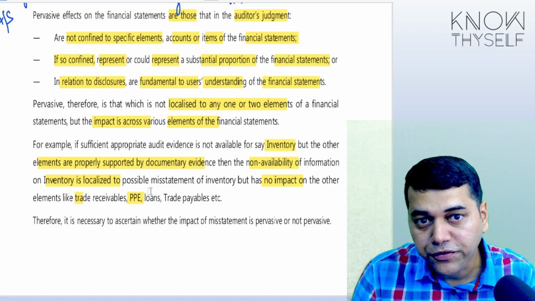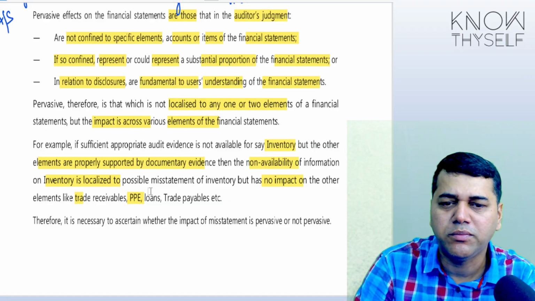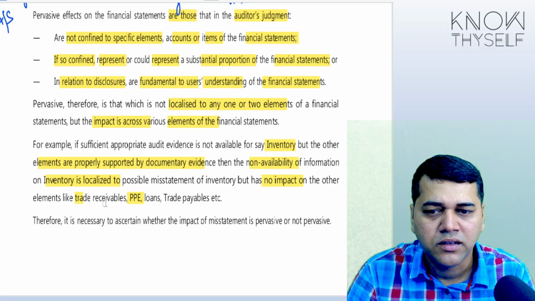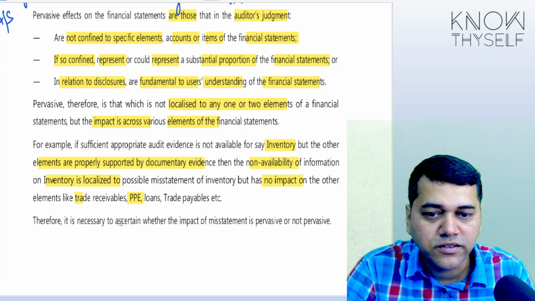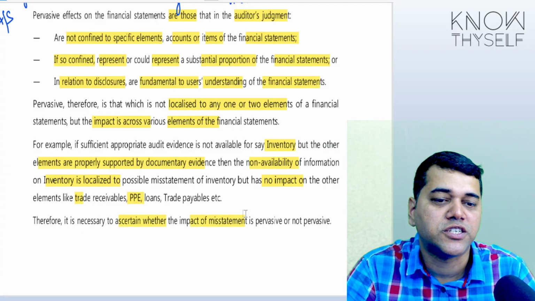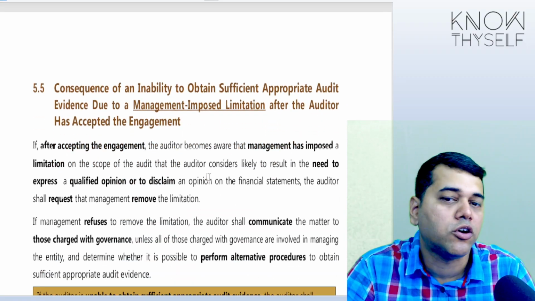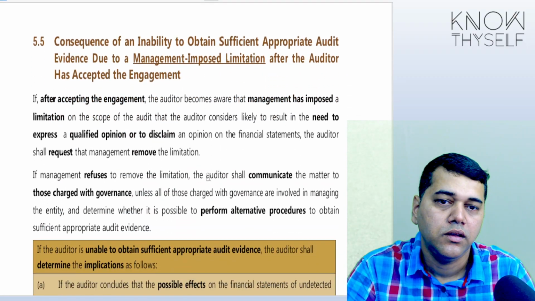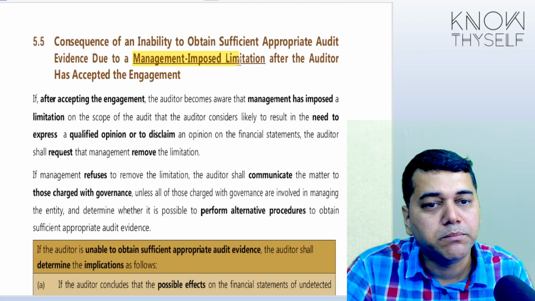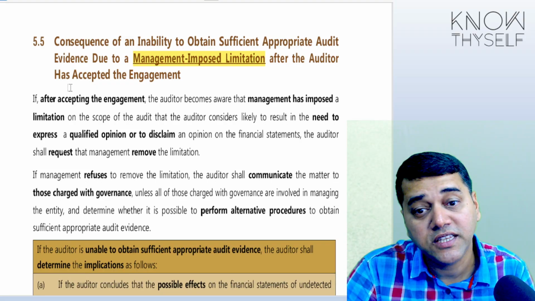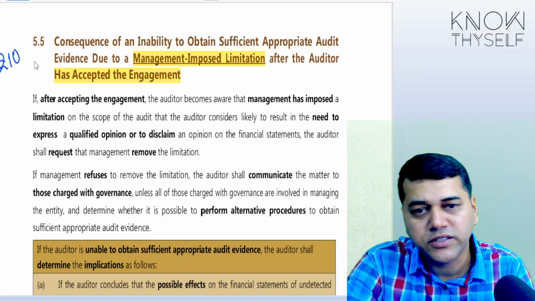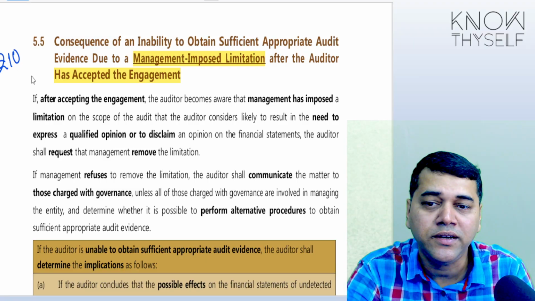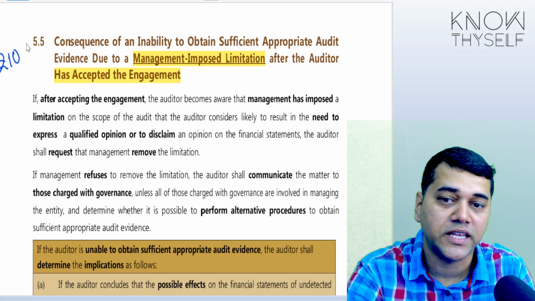But if you are not able to figure out that inventory is a problem, trade receivable, okay, so many problems are there, then we end up issuing the disclaimer or adverse. Therefore, it is necessary to ascertain the impact of misstatement, whether it is pervasive or not pervasive. Okay. Now, what about the management imposed limitation? After the auditor has accepted the engagement, in SA 210 also we spoke the same step, same content, but that is before accepting the engagement.